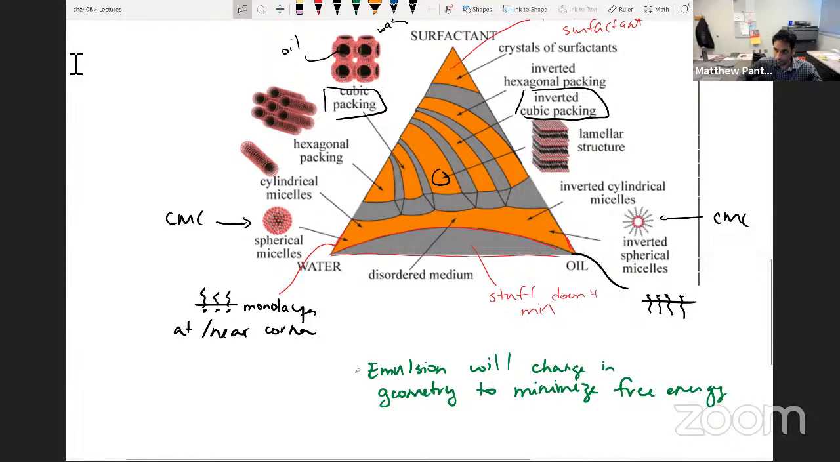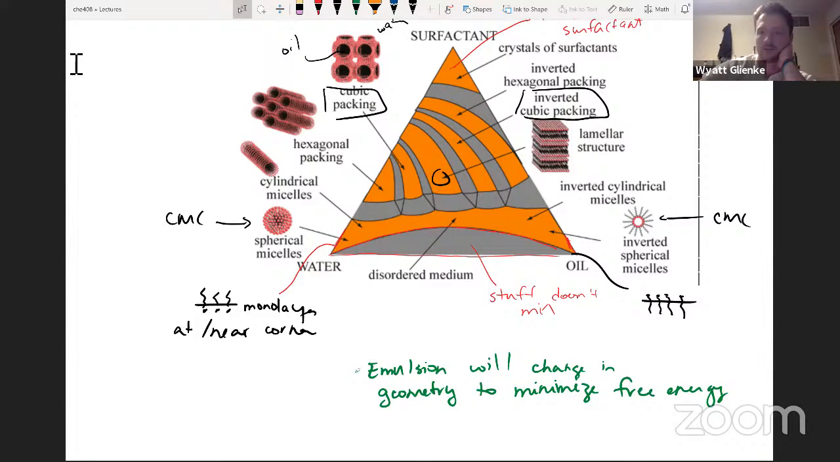Will the diagram be different with different components? Will the diagram be different with different components was the question. Could you be more specific, Wyatt? It's not oil, it's some different kind of insoluble in water.